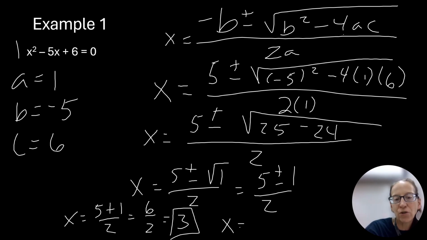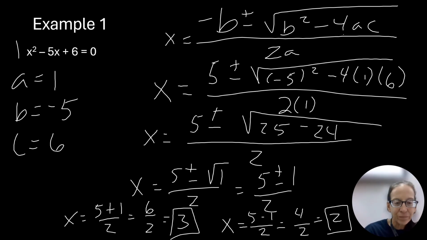The other solution will come from doing 5 minus 1. So 5 minus 1 over 2. 5 minus 1 is 4, and 4 divided by 2 is 2. And so the two solutions to that are x is equal to 3 and x is equal to 2.